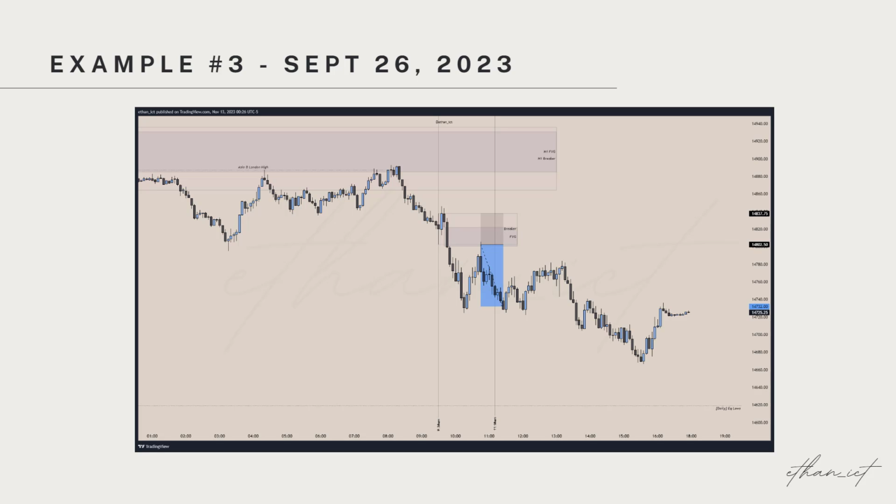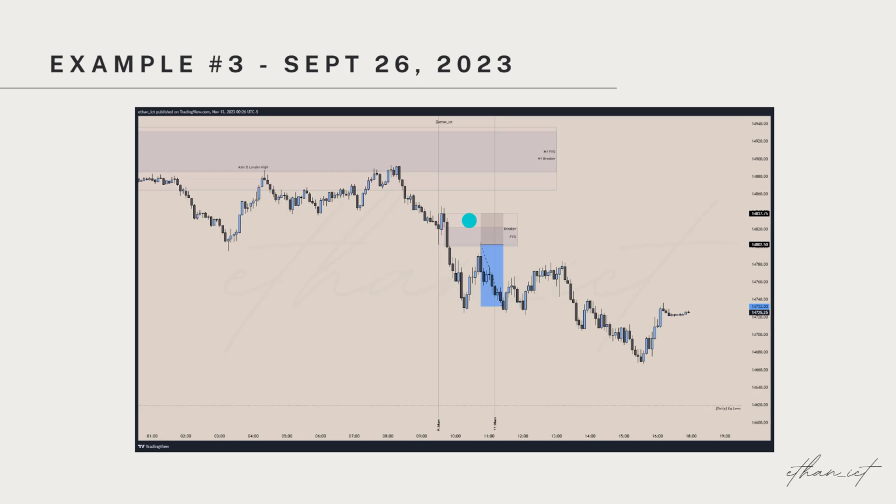My entry was a breaker block overlapped with a fair value gap, which would be this breaker block up here. You have a high, a low, a higher high, and a displaced lower below this low, creating that breaker block, which would be the lowest down close candle prior to the liquidity raid.